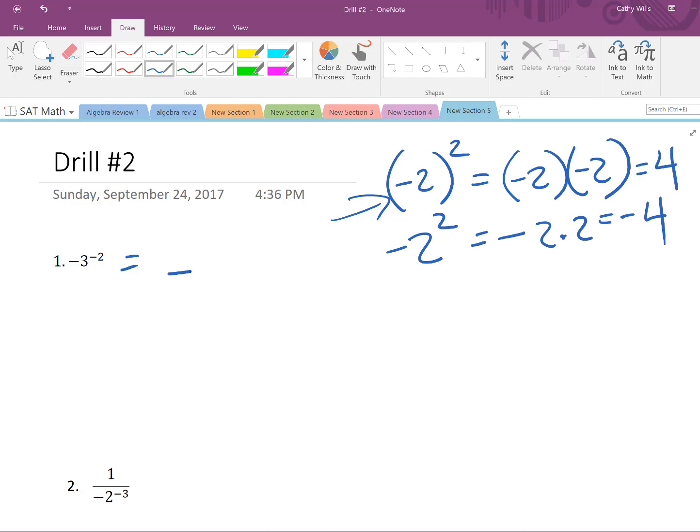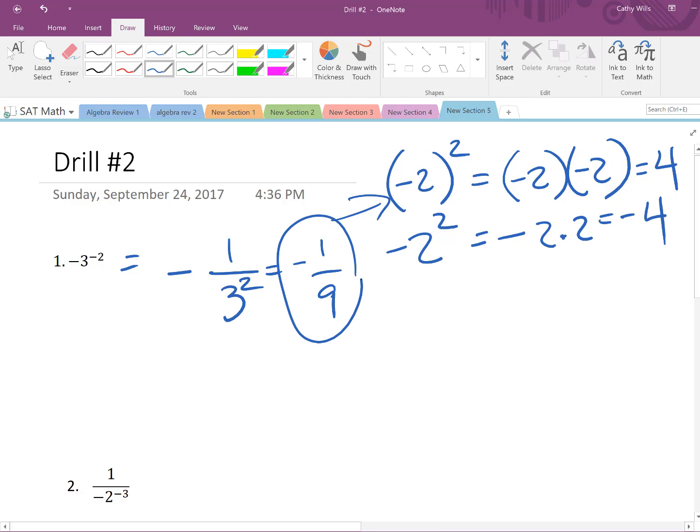Now you've got 3 to the negative 2. When you have a negative exponent, that means you take the reciprocal of the base and change the sign on the exponent. The reciprocal of 3 is 1/3. So this is 1/3, and it's to the positive 2. You make the 3 to the positive 2. All right? So the answer is negative 1/9. 3 times 3 is 9.